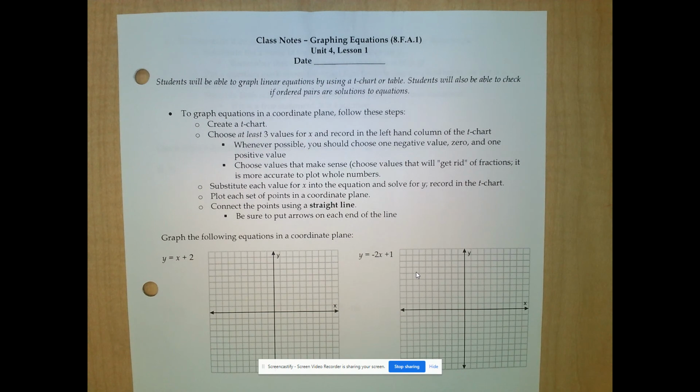Unit 4. Can you believe it? We're already at Unit 4. So graphing equations is where we're starting today.